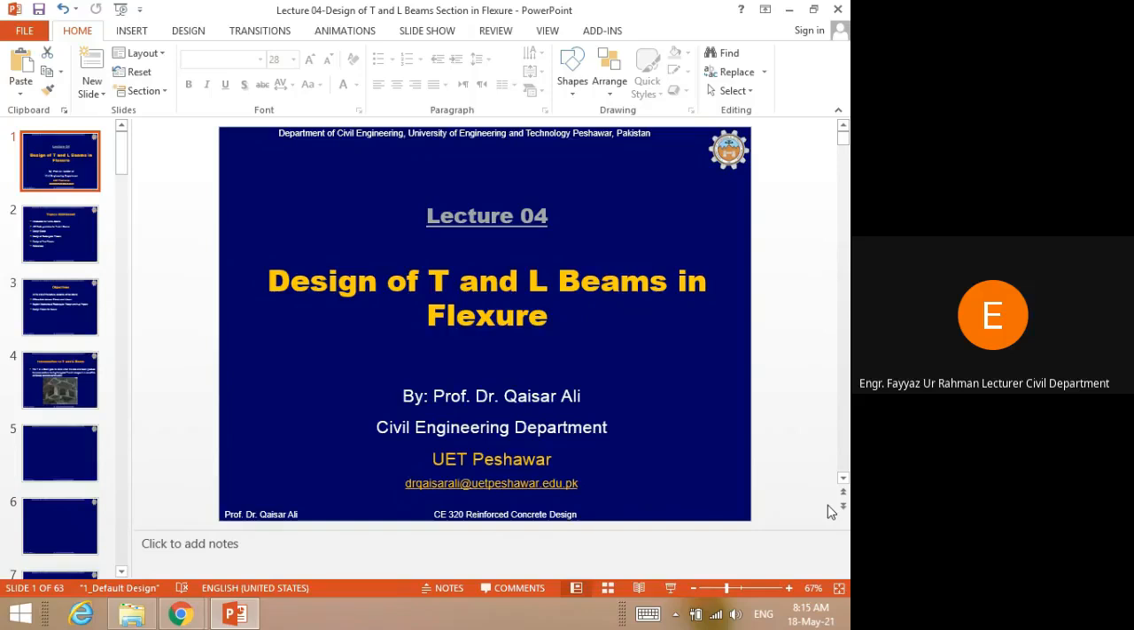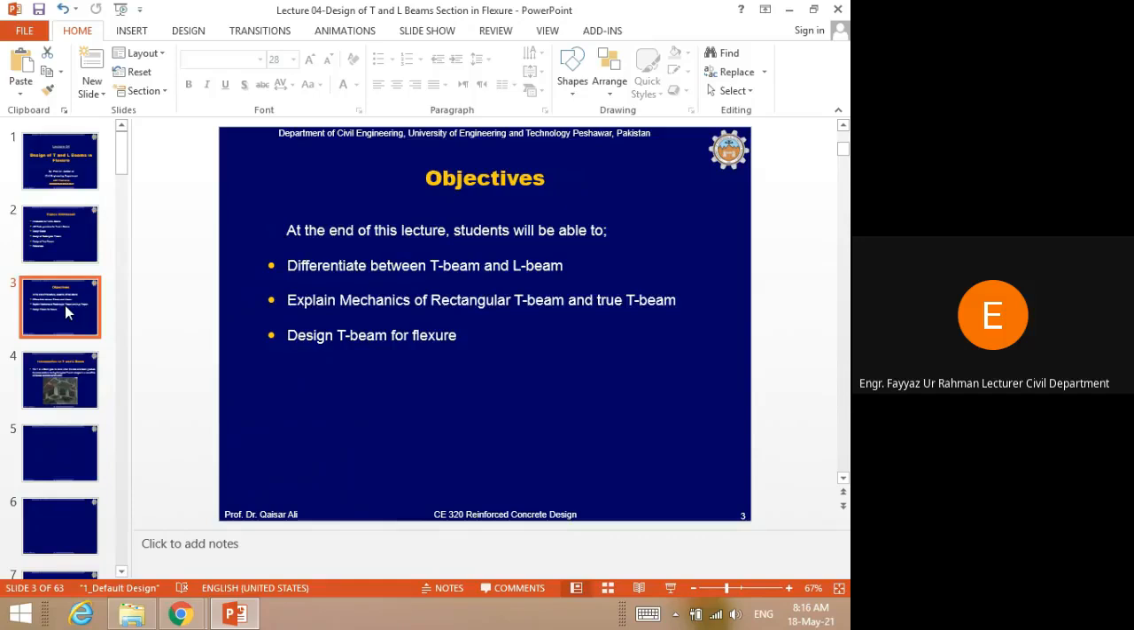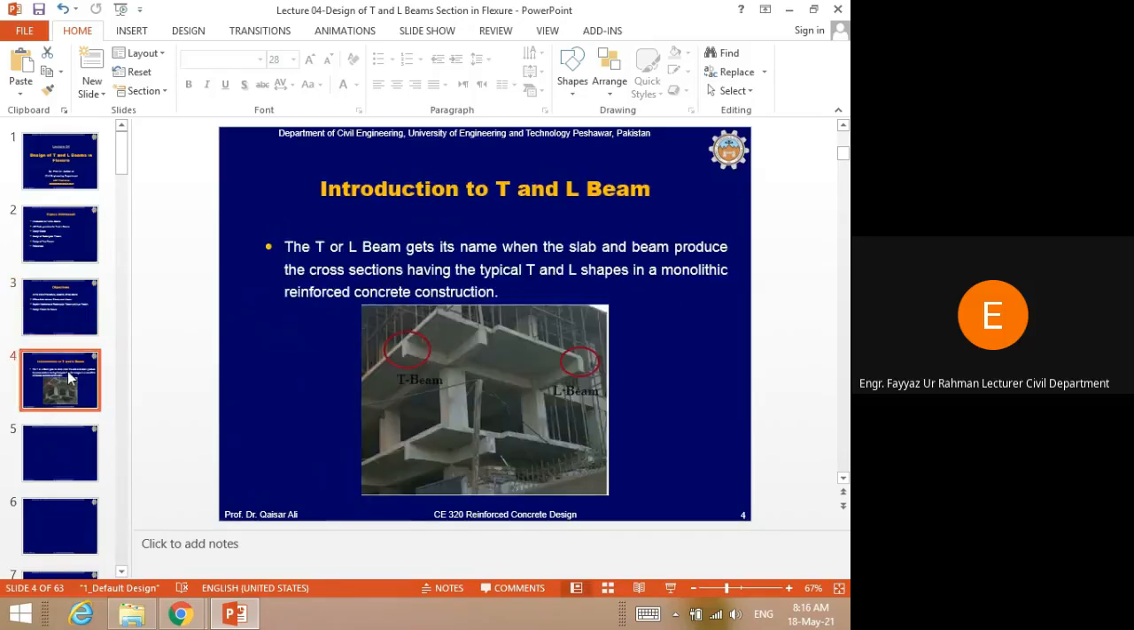Okay, today we will discuss the design of T and L beams in flexure. These are the topics which will be addressed in this lecture: Introduction to T and L beams, IS code provisions for T and L beams, different design cases, design of rectangular T beam and design of true T beam, and finally references. These are the objectives of the lecture. And this is the introduction.